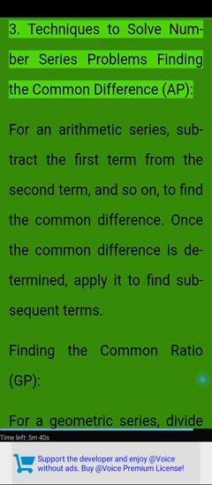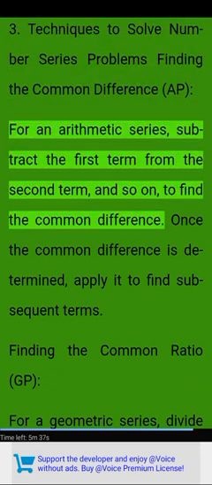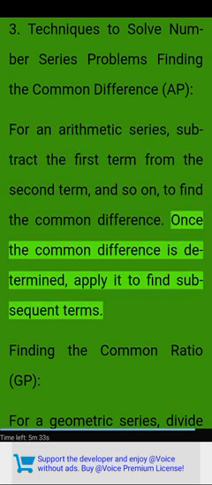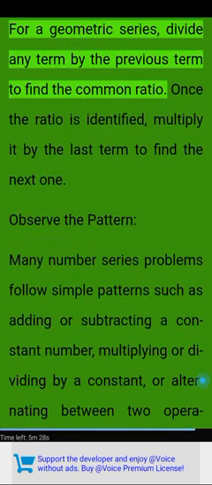3. Techniques to solve number series problems. Finding the common difference, AP. For an arithmetic series, subtract the first term from the second term, and so on, to find the common difference. Once the common difference is determined, apply it to find subsequent terms. Finding the common ratio, GP. For a geometric series, divide any term by the previous term to find the common ratio.